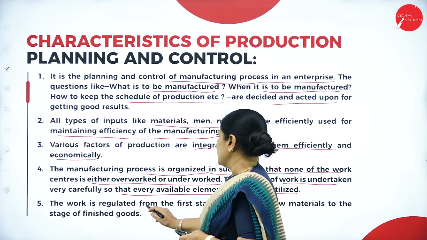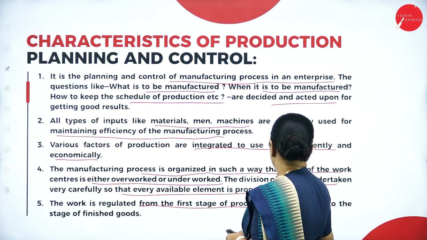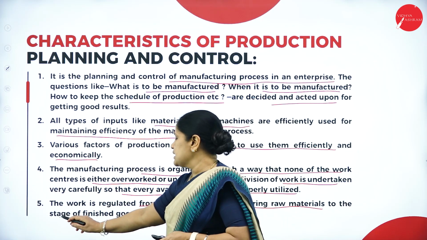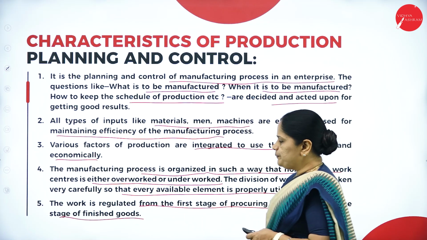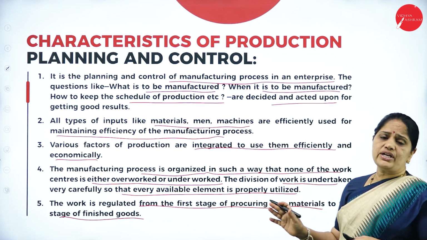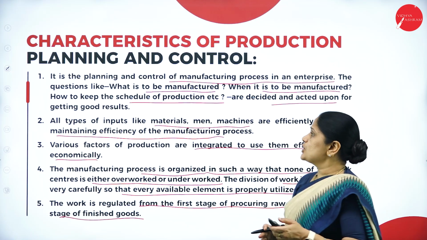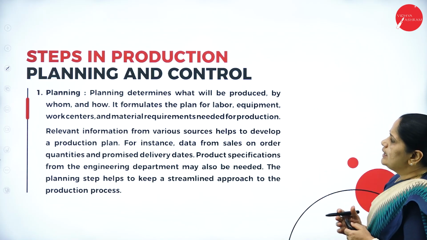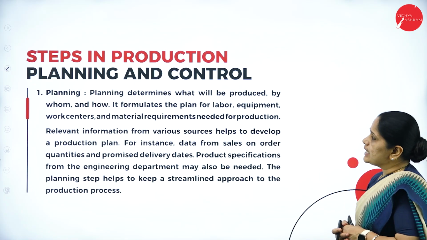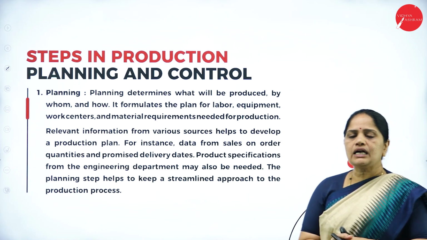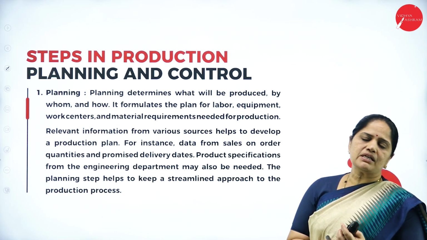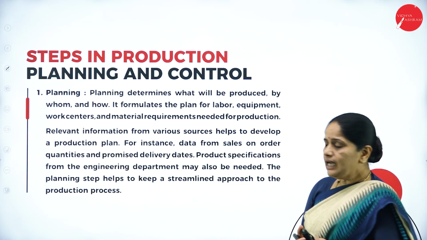The work is regulated from the first stage of procuring raw materials to the stage of finished goods. So there is proper regulation of work in the production house. Then next are the steps in production planning and control. What are the various steps involved in production planning and control?